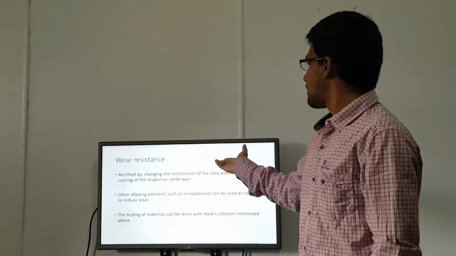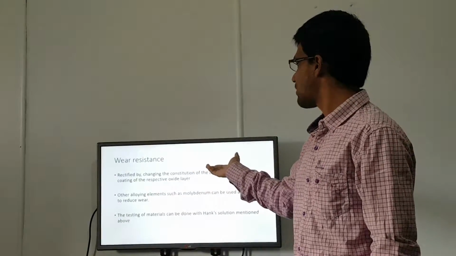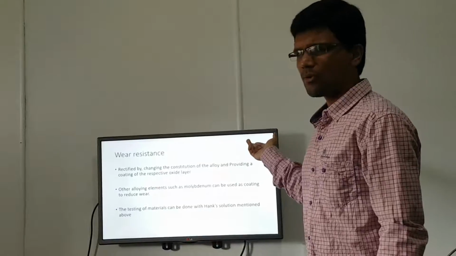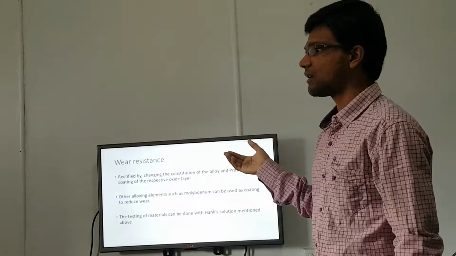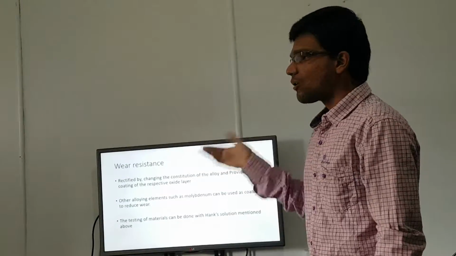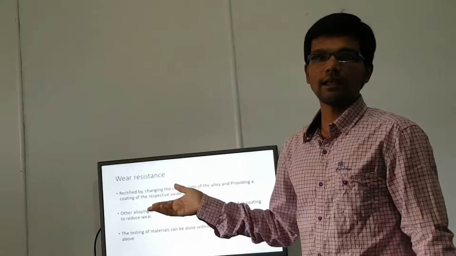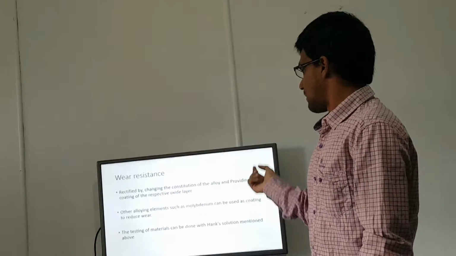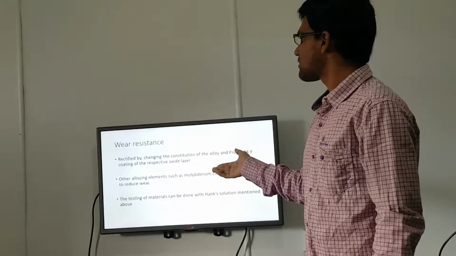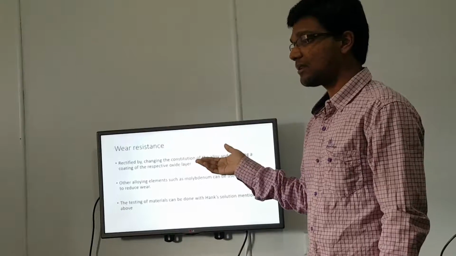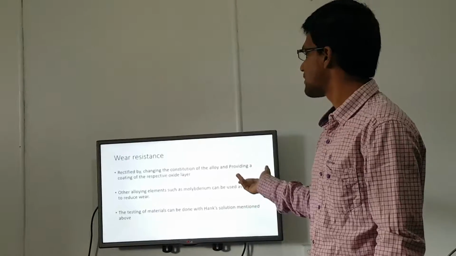How can we rectify this wear in the implant? It can be rectified by changing the alloy constitution with toxic-free components and providing a coating of oxide layer, just like the corrosion maintenance part. We can also add other alloying elements such as molybdenum as a coating layer to reduce the wear. And similar to corrosion resistance, the materials for the implants can be tested for wear resistance using the Hank solution mentioned before.